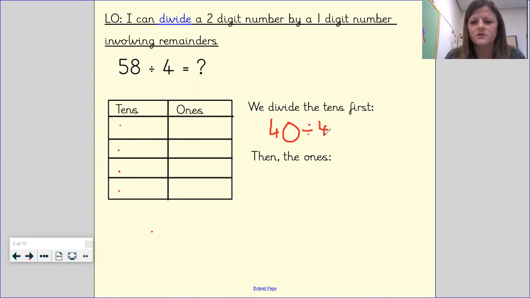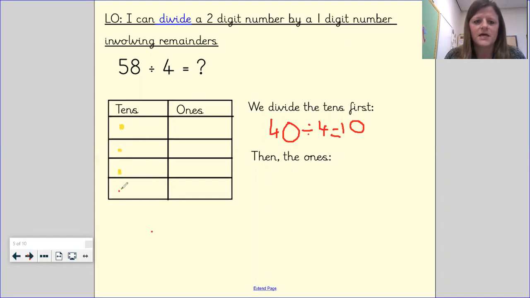50 is not in the 4 times table. So we've got a 10 in each group, because that's what each of these counters represents, a 10. So it should be yellow, shouldn't it? Let me do that again with yellow. Sorry, forgetting the colour of my place value counters already. So 10s are in yellow.